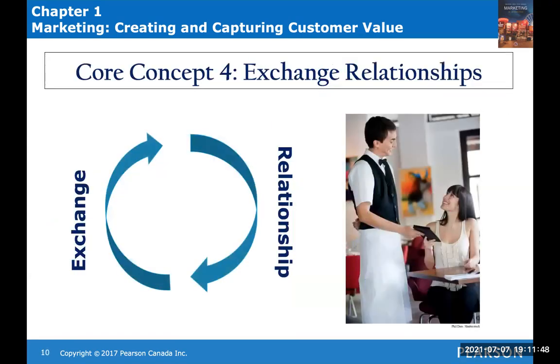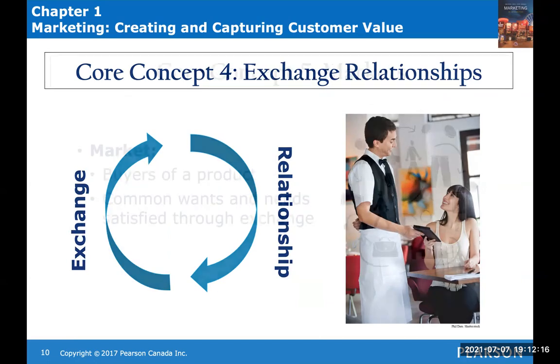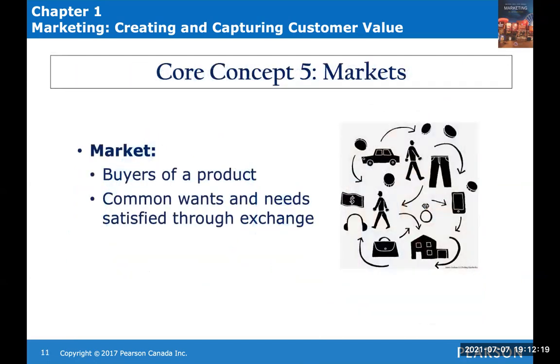Another core concept is exchange relationships. And of course, marketing is really transactional. And we did say from the very beginning that it's about building and maintaining profitable relationships. All right, so we are exchanging value in return to get value from the customer. So we're adding value to the customer to get value from the customer. Market, buyers of a product. So we're talking about really sellers and buyers within the exchanging of goods and services and things like that.